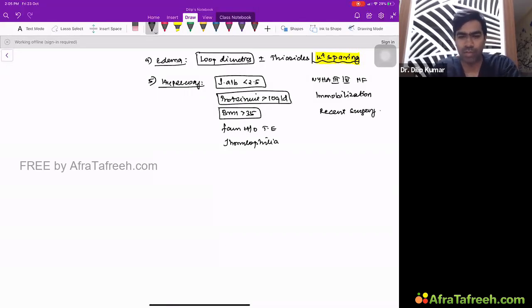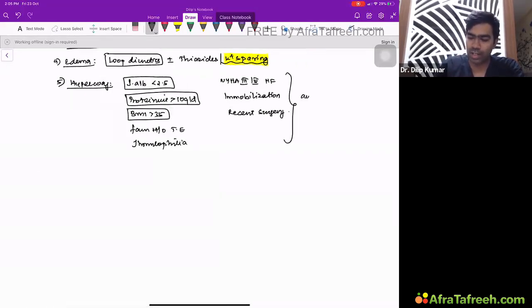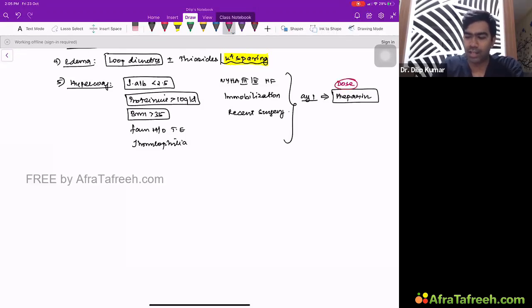So if any one of them is present in these patients, they are at very, very high risk of developing thrombosis and a hypercoagulable state. So we need to add heparin. Clear? So my question will be whether the dose of the heparin in patients with nephrotic syndrome will be high, or the dose of heparin needed in nephrotic syndrome patients will be low. That's the question.